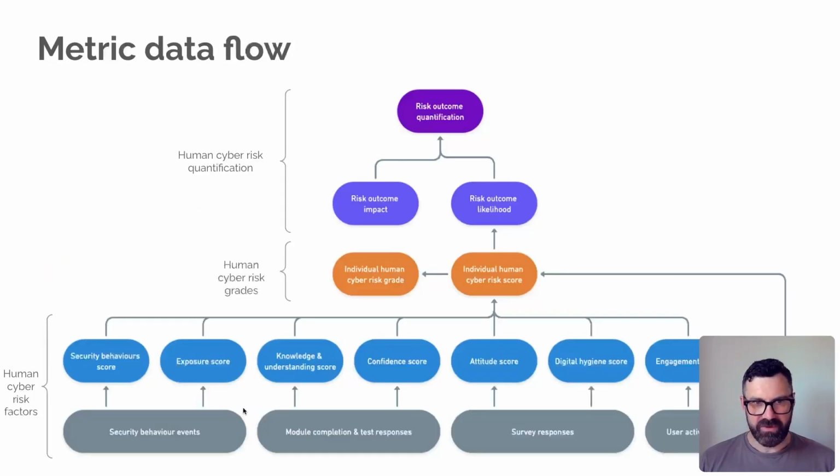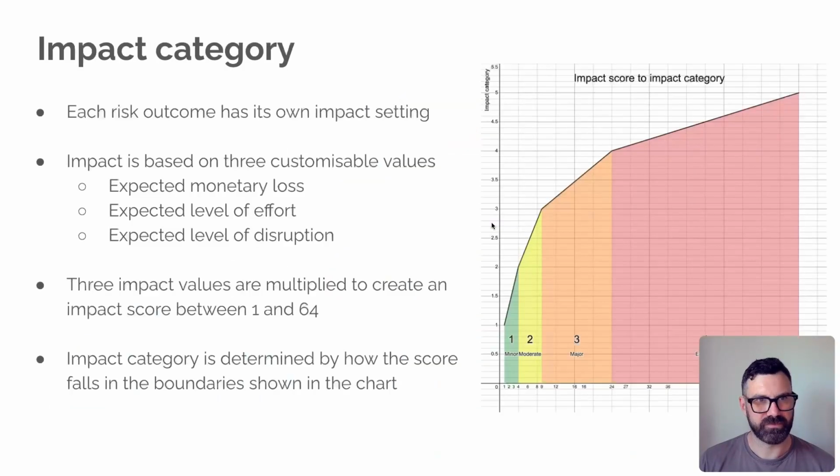So we take data from various sources: the security behavior events, module completions, test responses, survey responses, and activity on the platform, and we combine that through the risk factor scores into an individual human cyber risk score, and all these are mapped together into the likelihood.